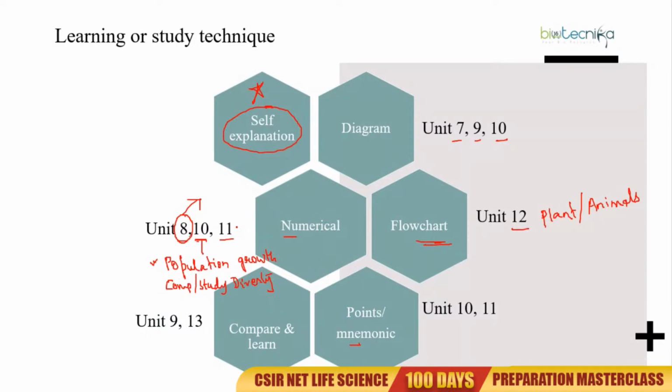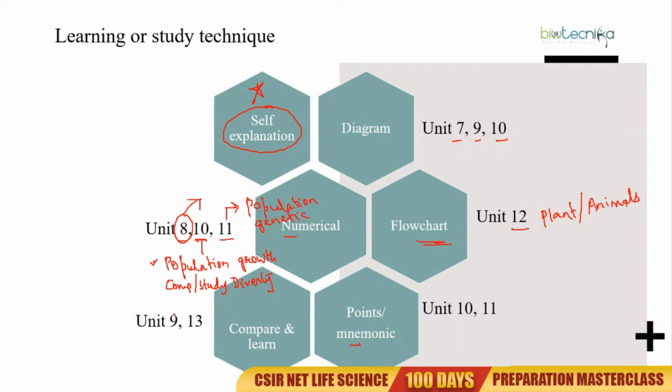Unit 11, there is one section where you need to study the numericals, and that is population genetics. Under this section only you have the numericals, nowhere else. The rest of it is all about concept, and some experiments. This is the only place where you get the numericals.